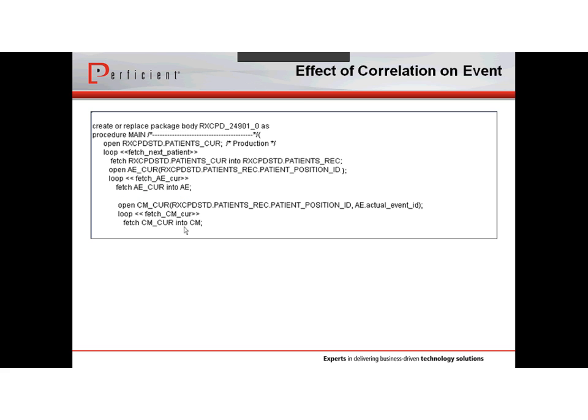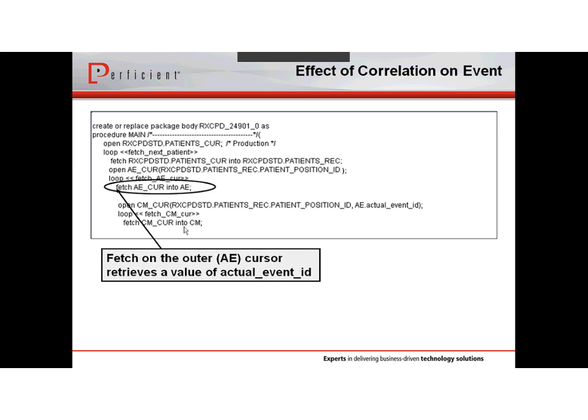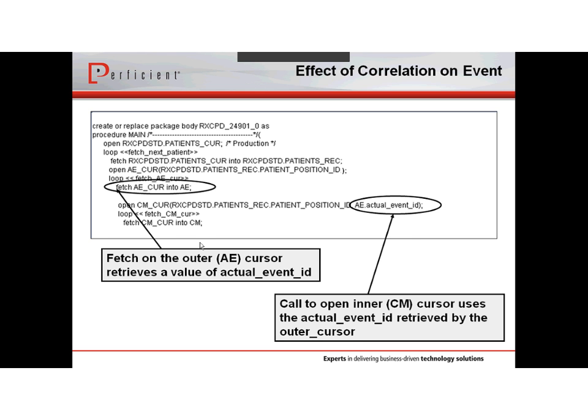When you correlate on an event, it's a little different. Excuse me. It's not a little different. You fetch the AE cursor into AE, and that retrieves the actual event ID. And then when you open this cursor, you can see you specify the actual event ID there, and that's used to open the inner cursor. So again, it's part of the cursor structure.